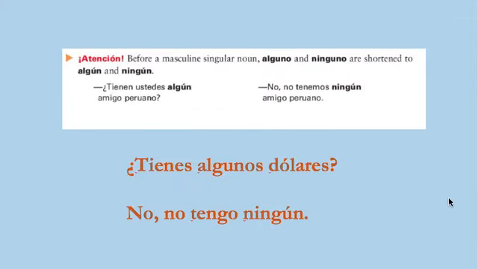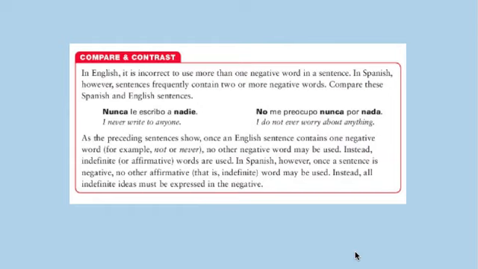Before a masculine singular noun, it's important to note that alguno and ninguno are shortened to algún and ningún. It has the meaning of sort of not even one. ¿Tienen ustedes algún amigo peruano? Do y'all have some Peruvian friend? Amigo singular masculine, peruano singular masculine, también algún. No, no tenemos ningún amigo peruano. No, we don't have not even one. Ni uno. No, ningún amigo peruano. Or ¿tienes algunos dólares? Algunos matches with dólares. No, no tengo ningún. No, I don't even have one.